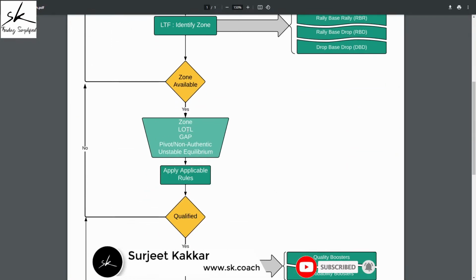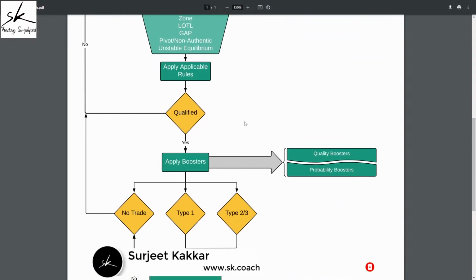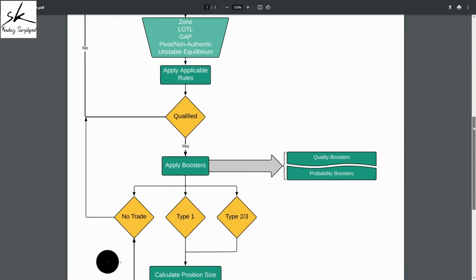Do we have a zone available? Answer is yes, we do have a zone available. Now, once we have identified the zone, it does not mean you can blindly trade it. The reason is, yes, it might be a demand structure, it might be a supply structure, but the question always is, is it a qualified demand or a qualified supply where I would like to participate? And for qualification, we have a two-step process. In step 1, we'll qualify it based on certain conditions, and in step 2, we'll qualify based on the booster scoring.